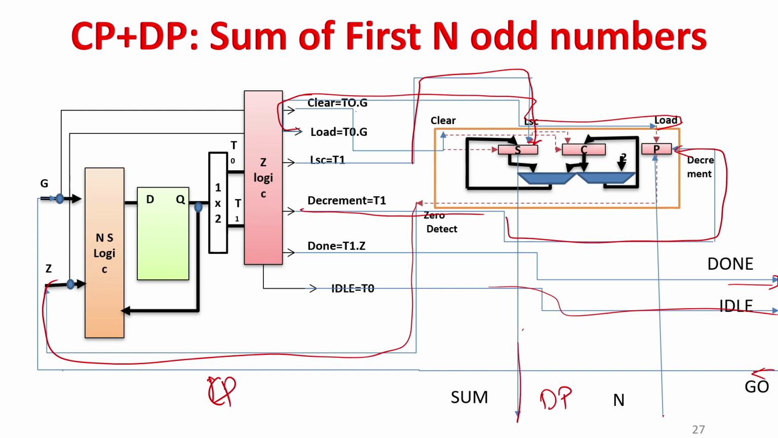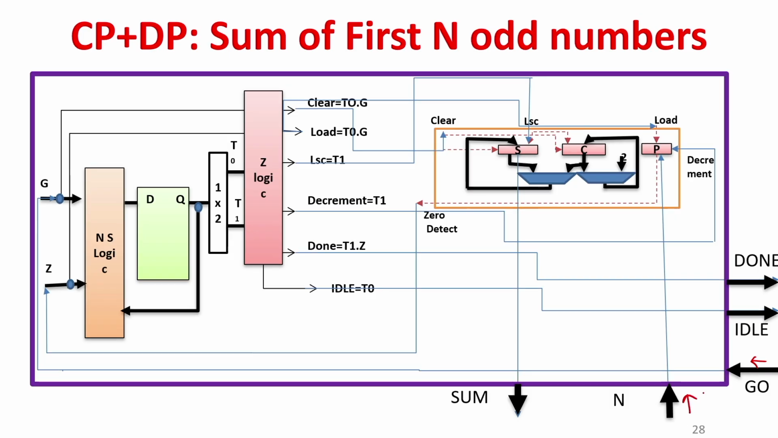And what are we loading? We are loading n. We want to design a circuit which can calculate the sum of the first n odd numbers. So we need to supply n, then give the go signal, and we will get the done signal and the resultant output. Okay. So this is the complete control path and data path. This makes the things complete.